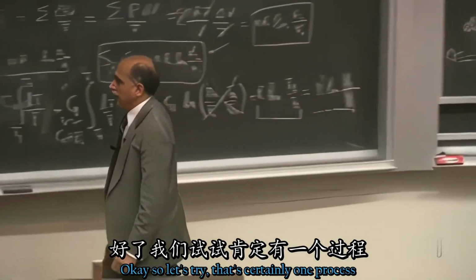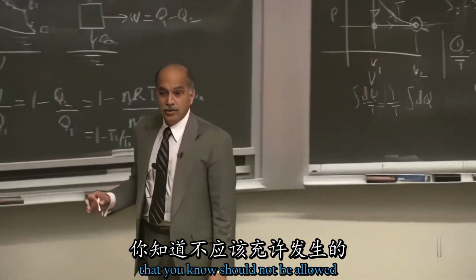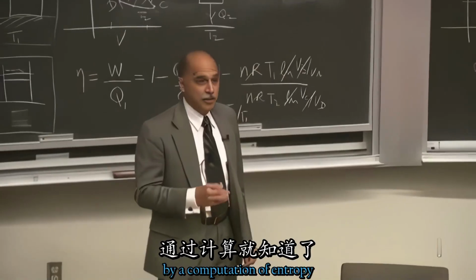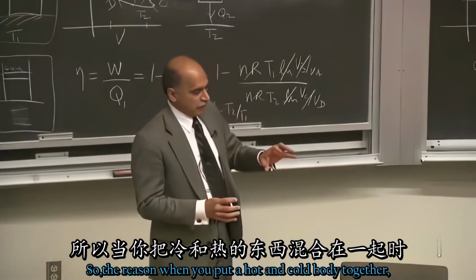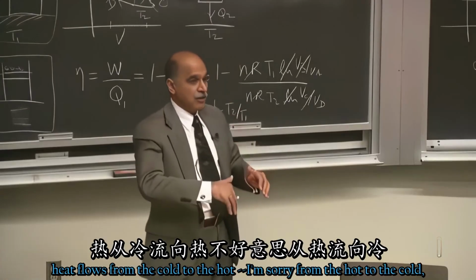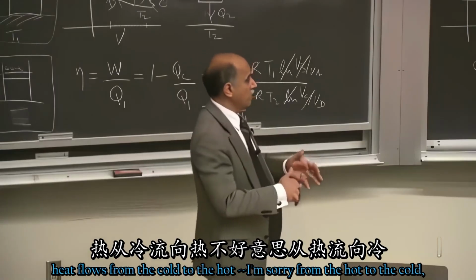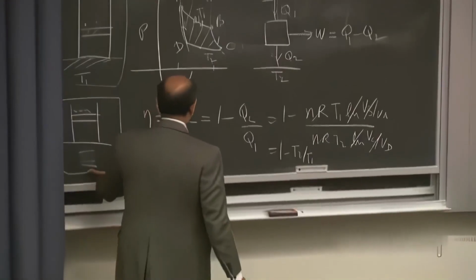Okay, so that's certainly one process that you know should not be allowed, but it's forbidden by the second law by a computation of entropy. So the reason when you put a hot and cold body together, heat flows from the hot to the cold is because that's the way the entropy will go up.